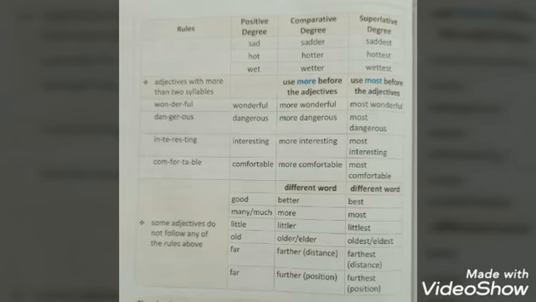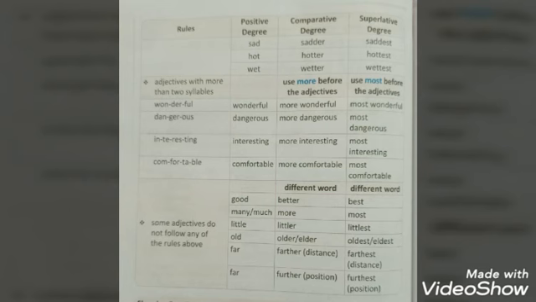Adjectives with more than 2 syllables. We use more before the adjectives in the comparative degree and we use most in the superlative degree. For example, wonderful, more wonderful, most wonderful. Dangerous, more dangerous, most dangerous.